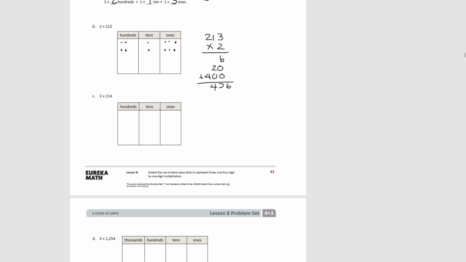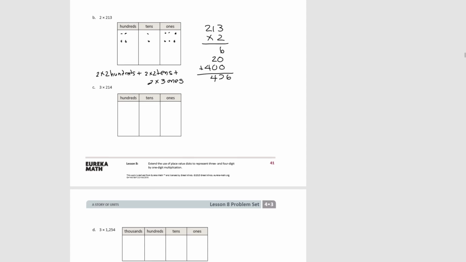On our place value chart, we see we have 2 times 200s. Plus 2 times 2 tens. Plus 2 times 3 ones. Okay, pause the video and try C.